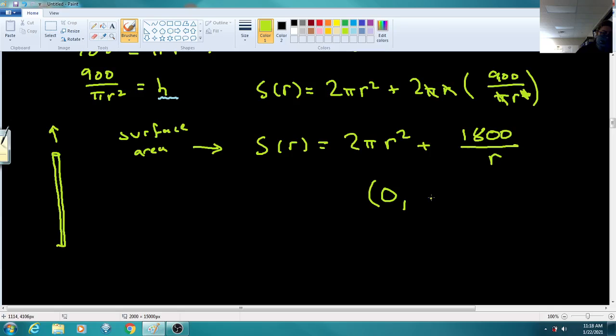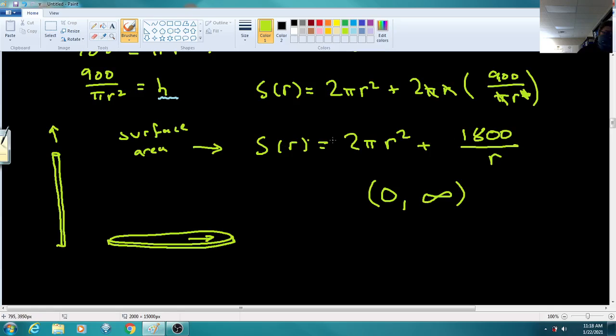The other way is the radius could approach infinity. So as the radius approaches infinity, you get a flatter and flatter and wider and wider can, with a very, very small height. Every time the radius gets larger, this thing gets flatter. And on this one, every time the radius gets smaller, the can gets taller. So this is going to be the interval in this case.